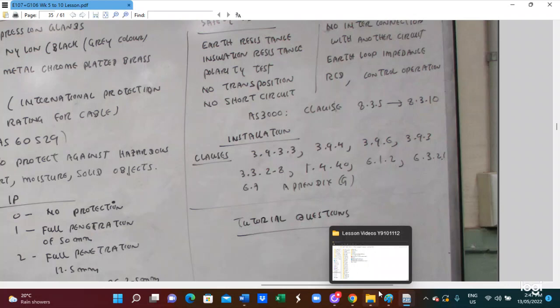Okay, this is for electrical trade 1. Trade 2 is also something we're talking about.